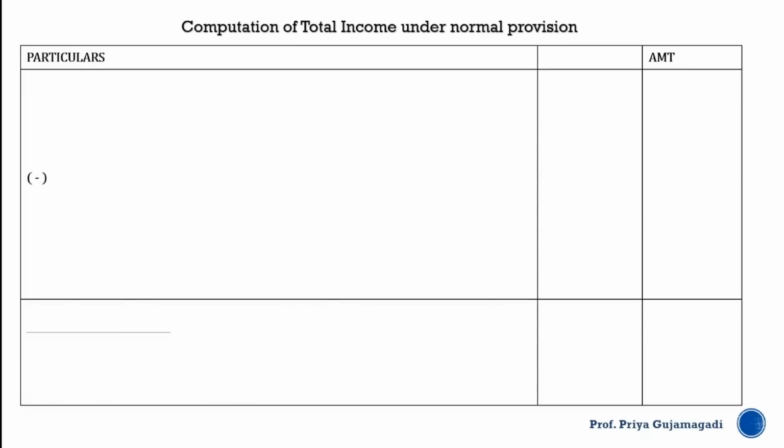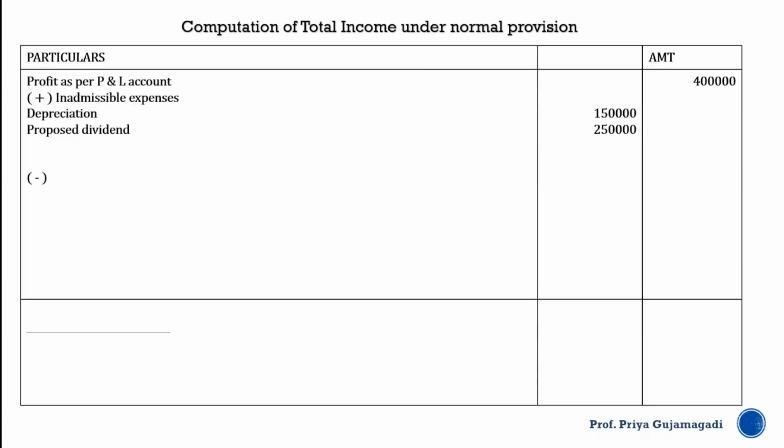So profit as per P&L account 4 lakh rupees. Add inadmissible expenses: depreciation 1,50,000, proposed dividend 2,50,000, income tax 1 lakh rupees. Total will be 5 lakh rupees.